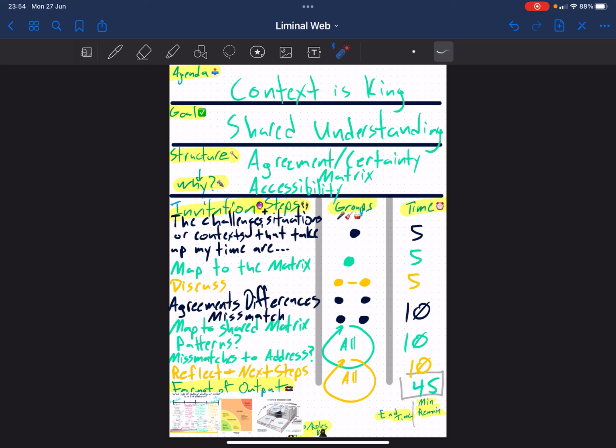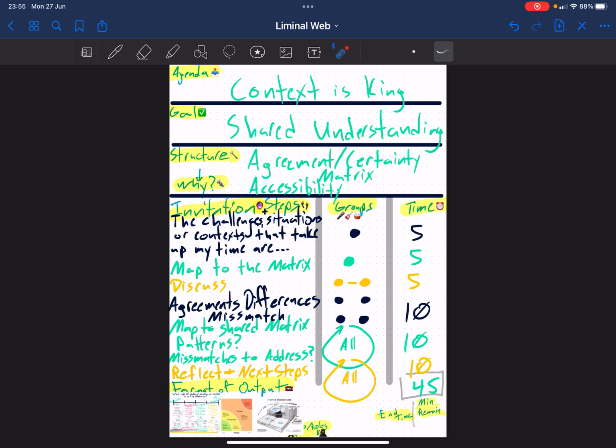Once you've got it down on paper, then bring yourself into a relationship with somebody else and discuss and compare maps. Take about 5 minutes to do so. From this pair or dyad, move into a group of 4 or maybe 6 people and give yourself 10 minutes to discuss what type of agreements, differences, and mismatches you see compared to lists of items as well as placement of those items on that line graph or the matrix, the Agreement Certainty Matrix, or the Cynefin Sensemaking Framework. Whatever tool you're in, the point is, once you're in groups of 4: agreements, differences, mismatches.